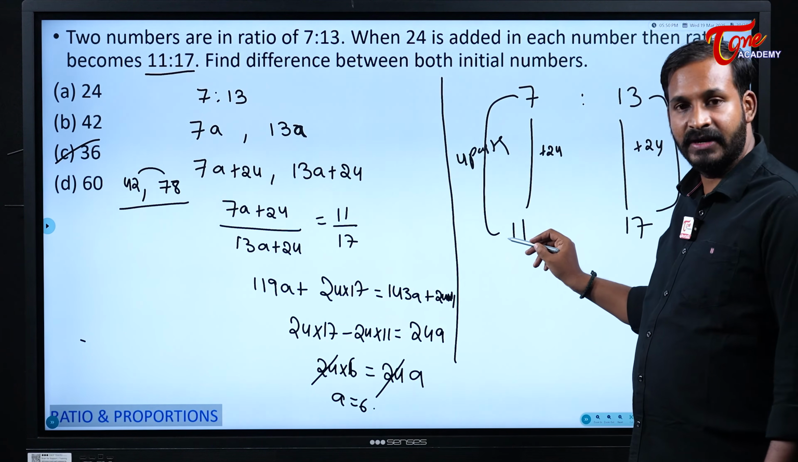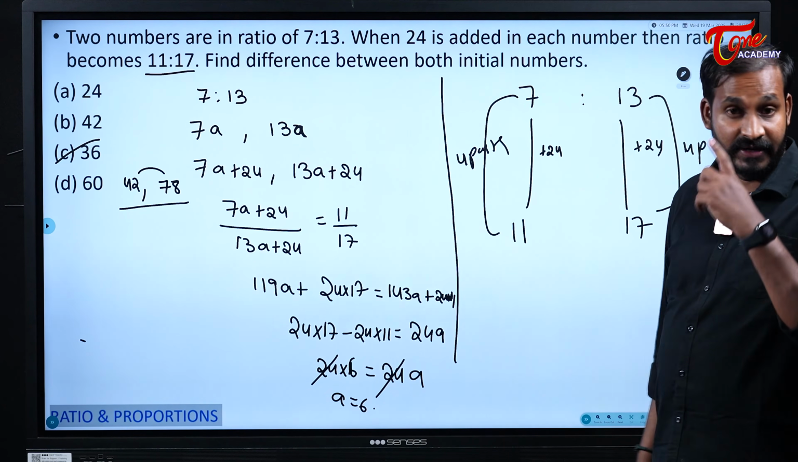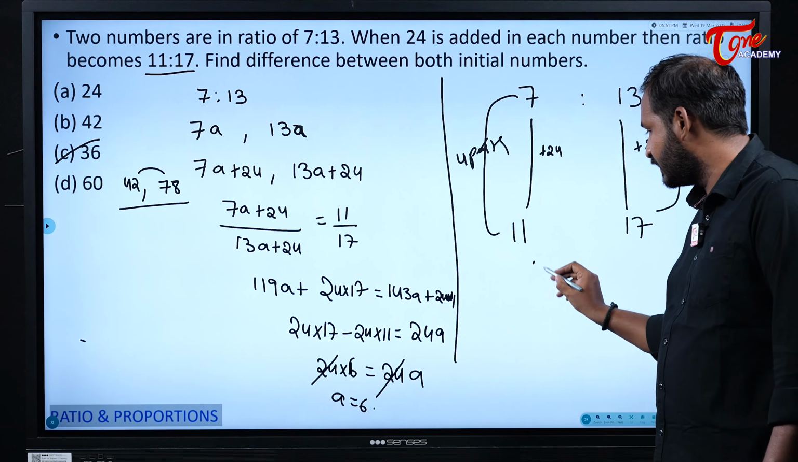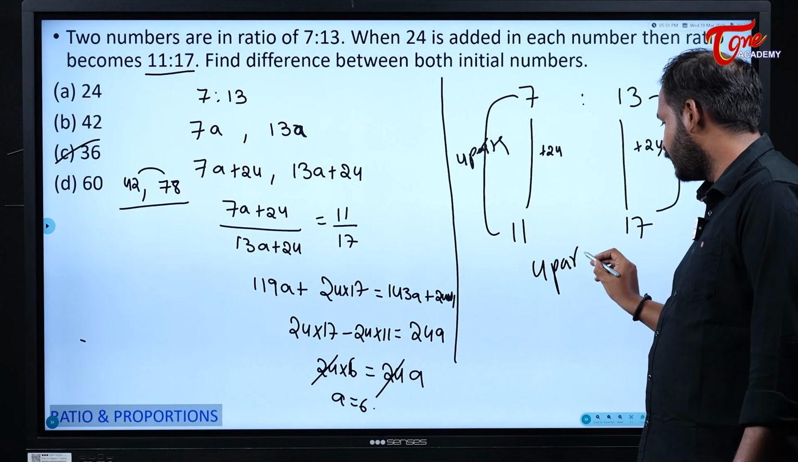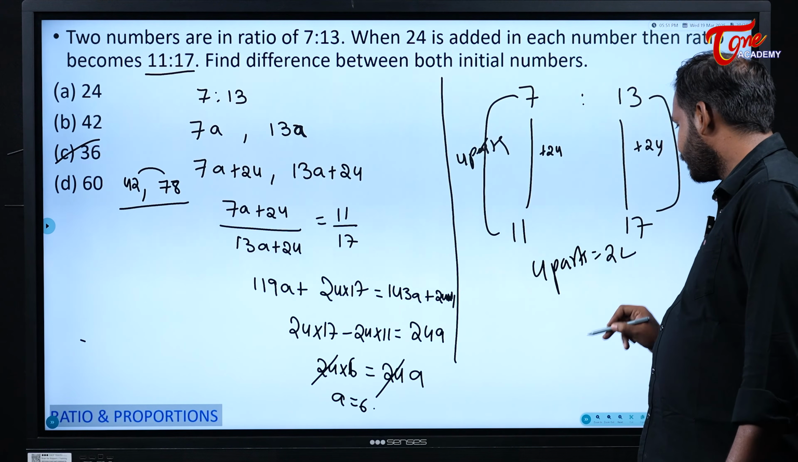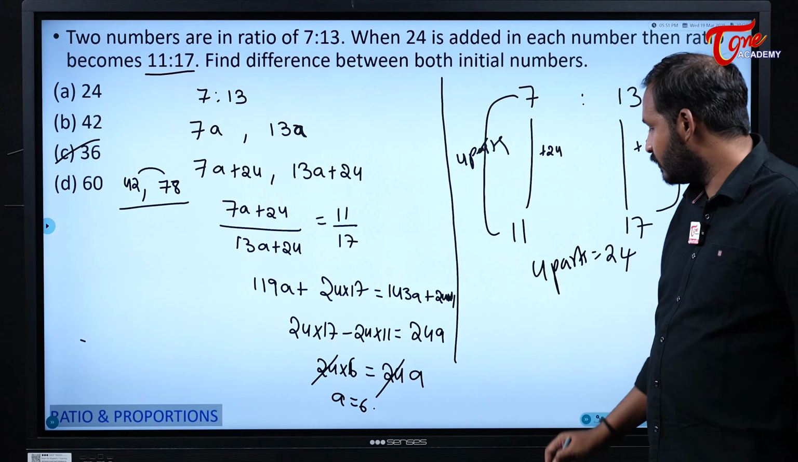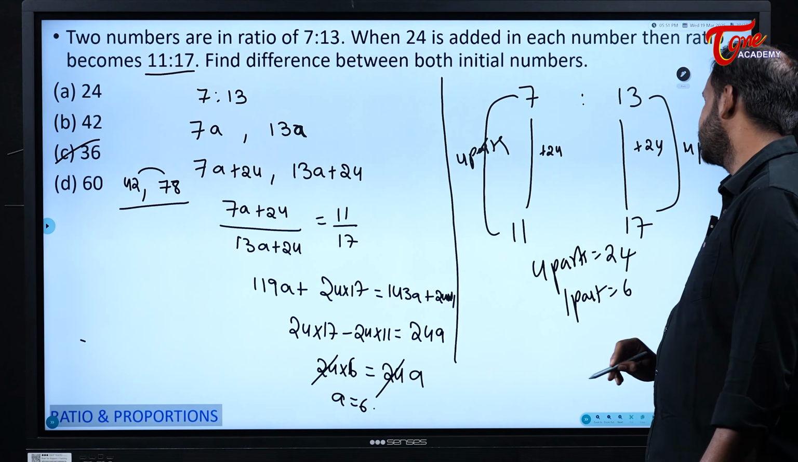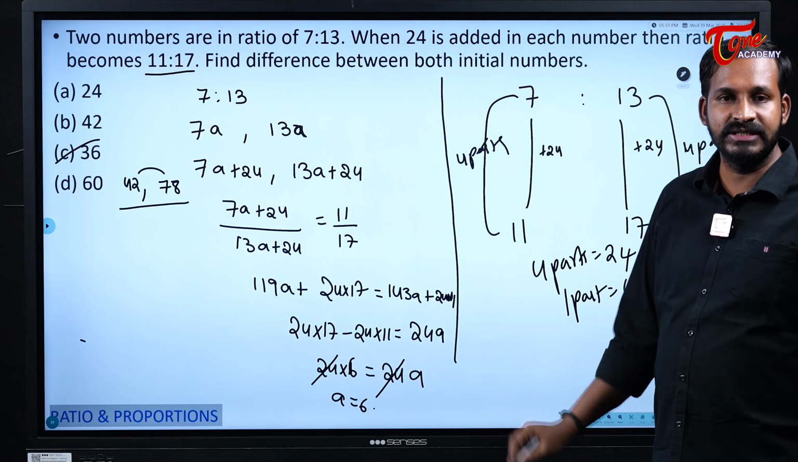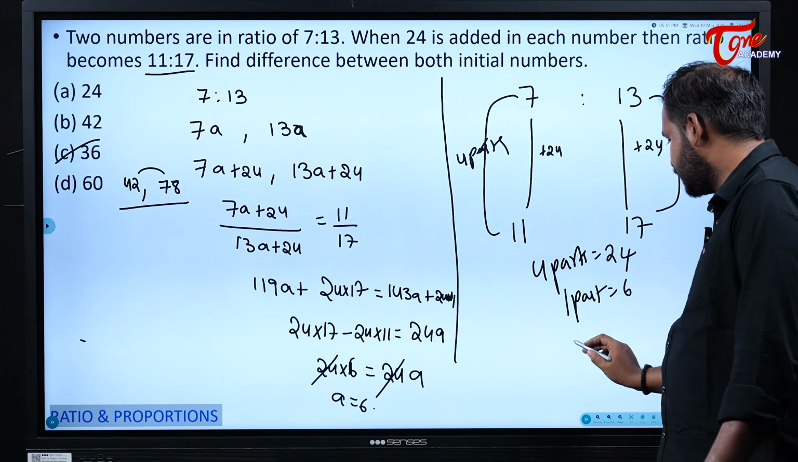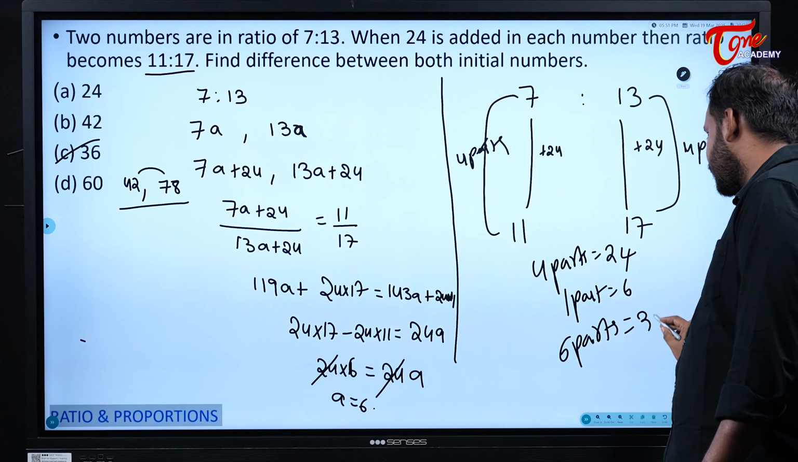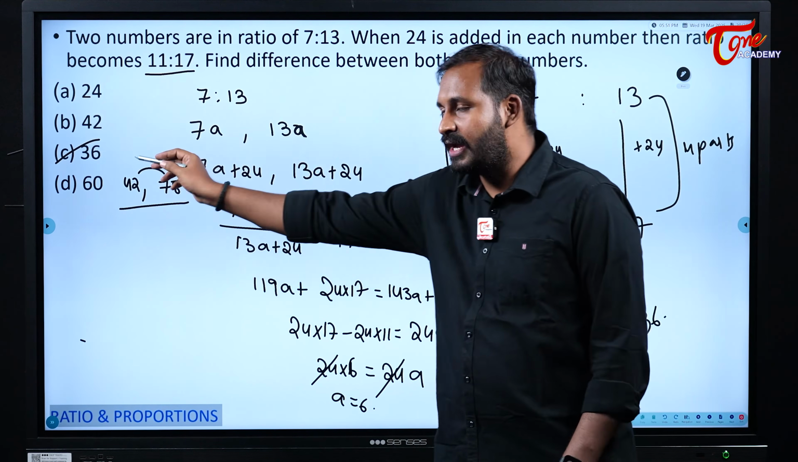From 7 it became 11, right? And from 13 also it became 17. So that means 4 parts change here, 4 parts change. So I can say directly that 4 parts is equal to 24. So 1 part will become what? 1 part is 6. Now the difference between these two numbers is how much? 6 parts. 6 parts will become 36. So my answer is 36.